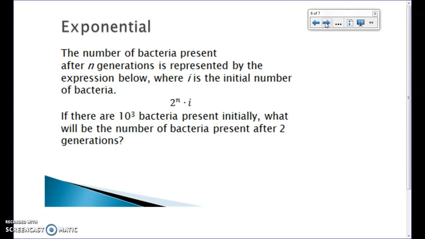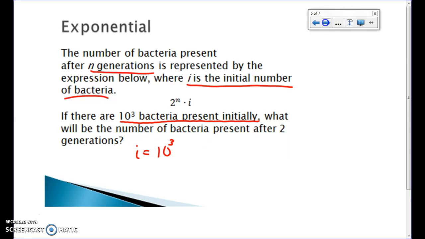And this time it says the number of bacteria present after the number of generations, so n represents the number of generations, is this expression where I is the initial number of bacteria. Okay, so the n number represents how many generations, and the I number represents how much bacteria there are. In this problem, it says that there are 10 to the third power bacteria present initially. So that, underlined in red, tells me that I must equal 10 to the third power.